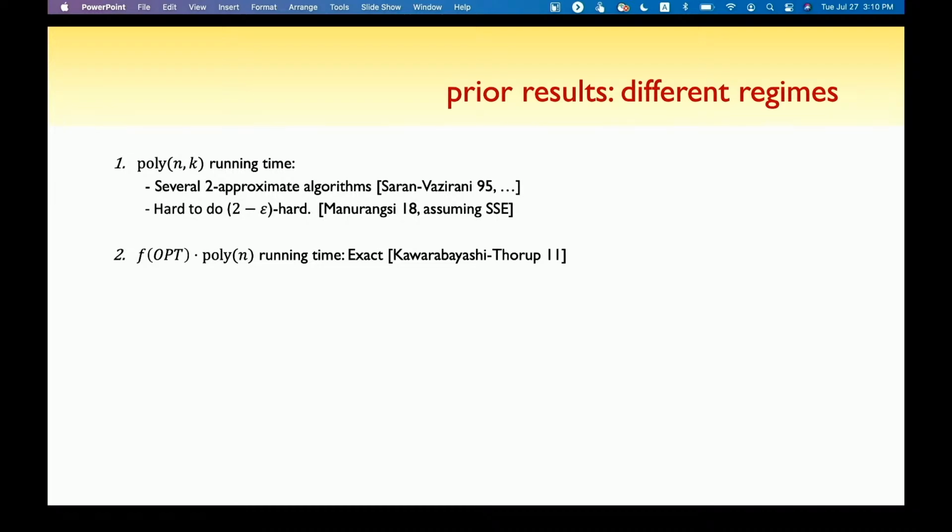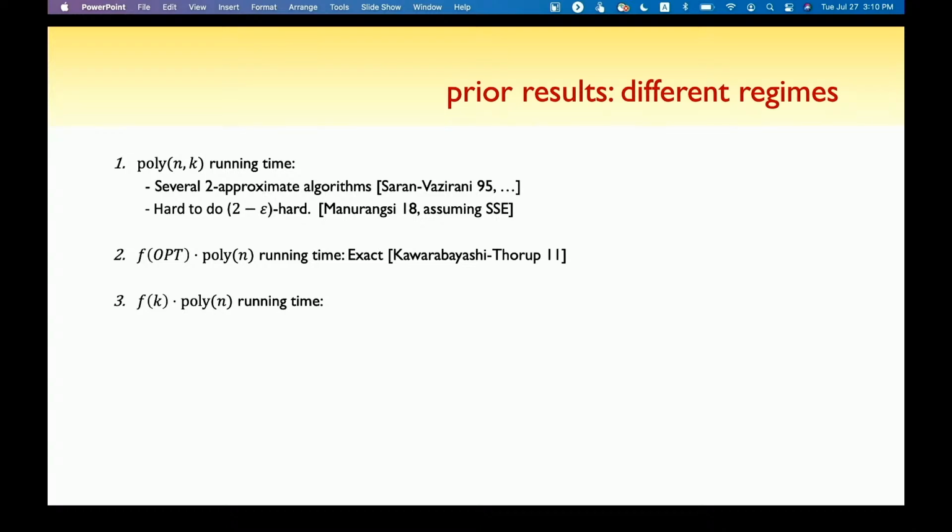Another interesting time regime is the parameterized time regime, where we want an algorithm that runs in time f of opt, where opt means the number of edges in the minimum k-cut. f can be any function, and the running time is f of opt times polynomial in n. There's a paper by Karger and Thorup that solves the problem exactly in this running time.